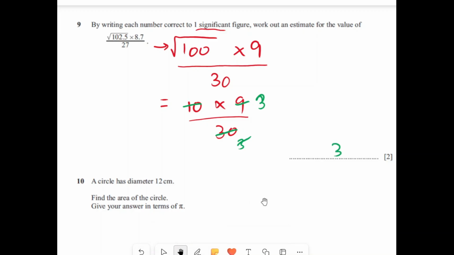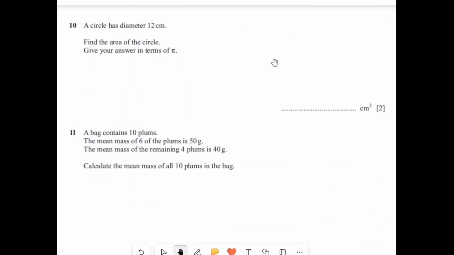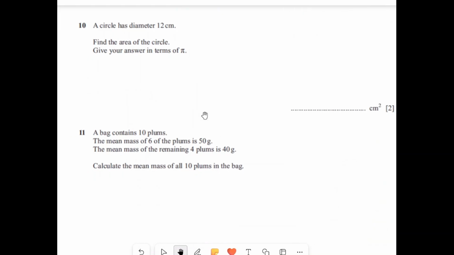Next question: a circle has a diameter of 12 centimeters. Find the area of the circle. Give your answer in terms of pi. So the diameter is equal to 12 centimeters. We know that the radius is 1/2 of the diameter. So half of the diameter is 6 centimeters, which is its radius.